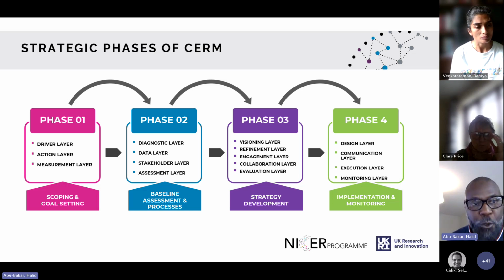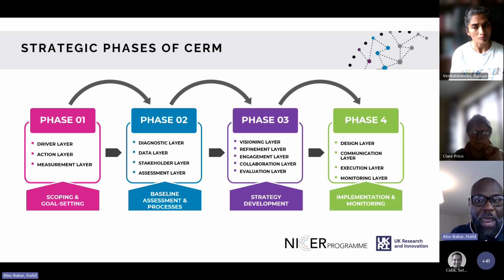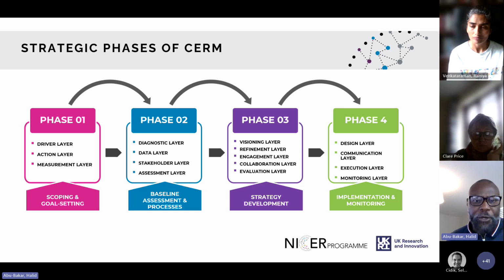And then we've got phase 2, which is the baseline and assessment phase. Phase 3 is the strategy development phase. And then phase 4 is where you actually develop the roadmap and implement the roadmap and then monitor the roadmap. So this is quite an iterative phase where you go back and forth: you design, you communicate, you execute, you monitor, and then go through the same process over and over again.